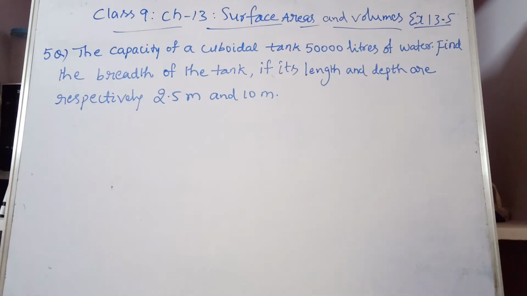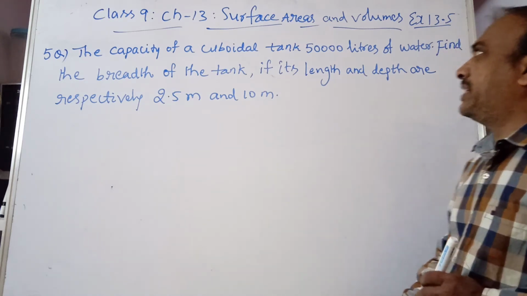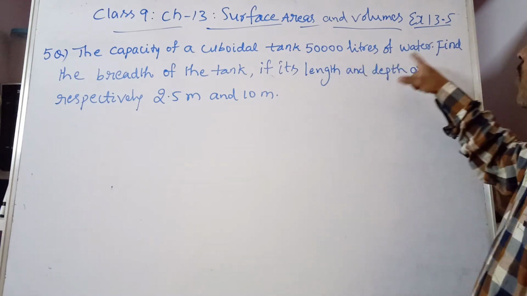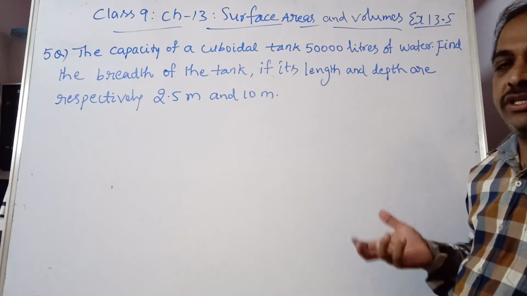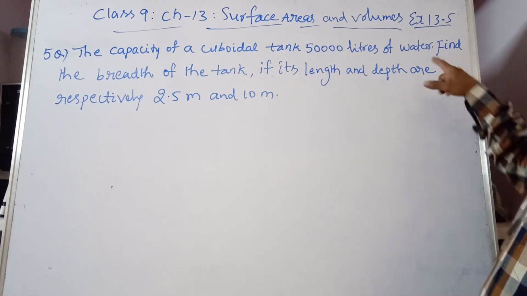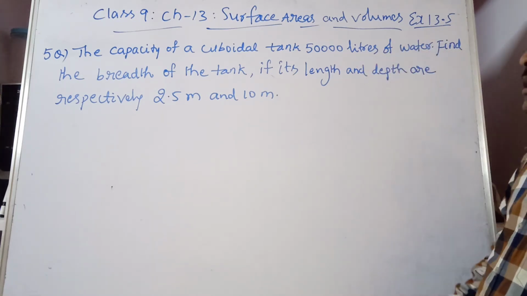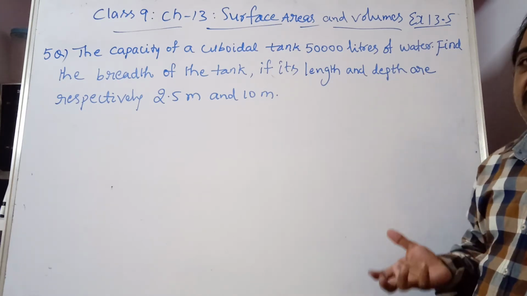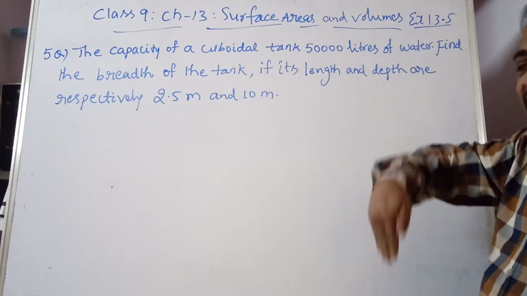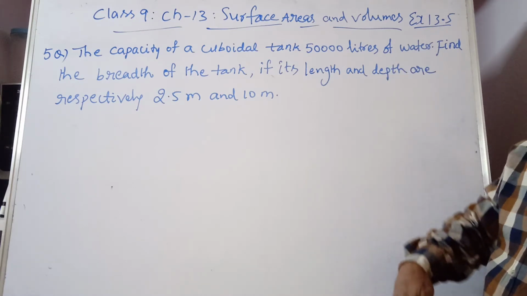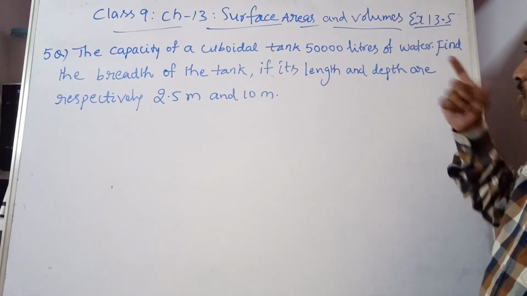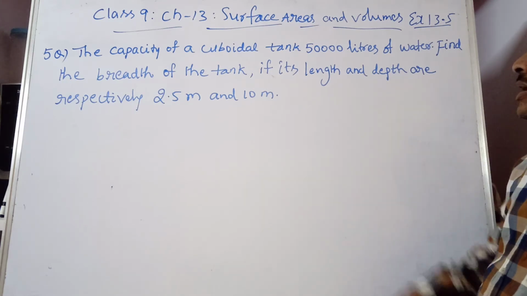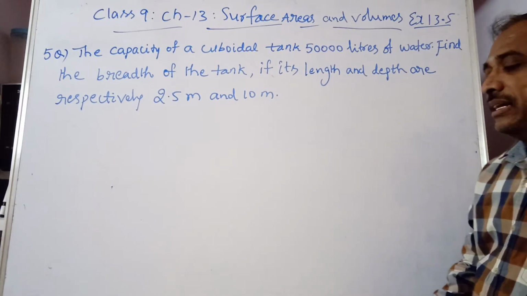Now question number 5. The capacity of a cuboidal tank is 5000 liters of water. So it can hold 5000 liters of water in it. Find the breadth of the tank. If its length and depth are, depth is nothing but height. When we are going deep inside it, then we call it depth or height. So depth and length are given as 2.5 meters and 10 meters.